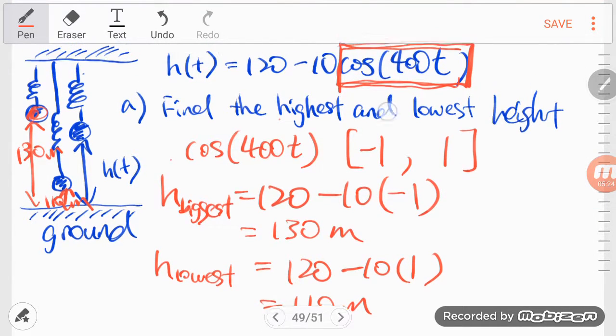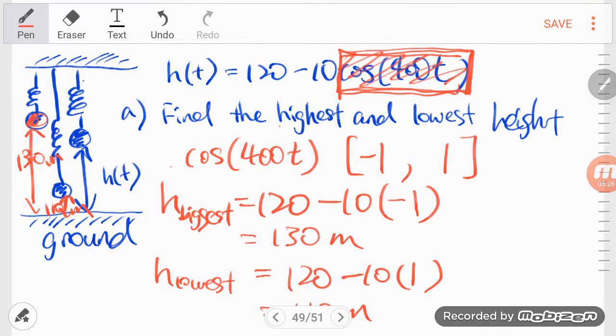So this box right there can be either that or that. Of course, we can have values in between, but since we're only interested in the highest and lowest, we are looking at -1 and 1, which are the highest and lowest for the cosine value. Okay, this is a pretty conceptual question, and if you need help, please talk to me in class, okay?